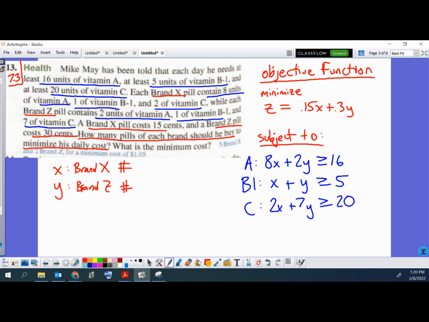And then two more little constraints. He can't take a negative number of pills. So x and y are both greater than or equal to 0. And those are going to be the constraints. I'll make a separate video finishing the problem.